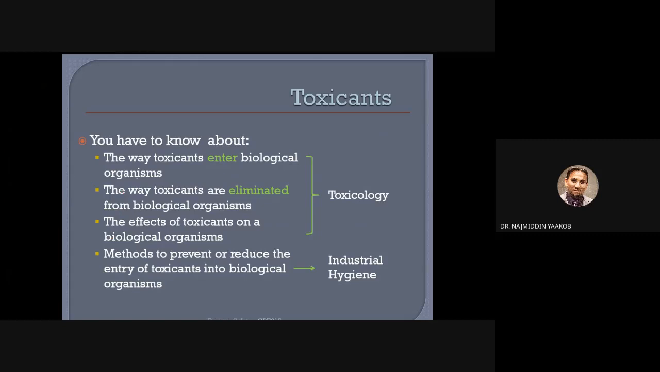The main things that you want to know are the way toxicants enter the biological organism, the way toxicants are eliminated from the organism, and the effect of the toxicant on the biological organism itself. These three are called toxicology. And the methods to prevent or reduce the entry of toxicants into the biological organism, we call industrial hygiene.